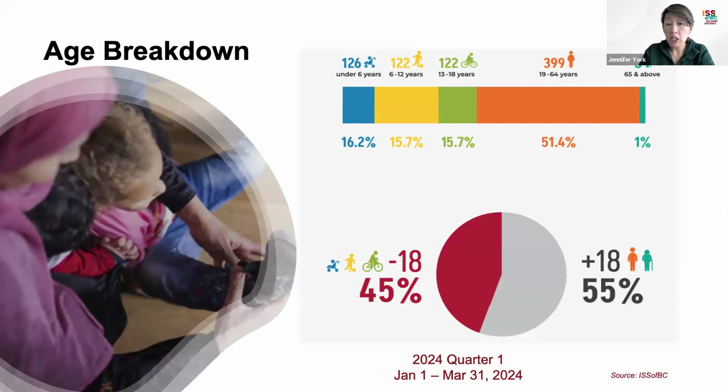In terms of the age breakdown, as Michael mentioned, there's a fair number who are under 18. And so 45% in the first quarter who arrived are 18 years and younger, and 55% are 18 years and older. And I think it's really important to consider the services and supports, not only for youth programs, children's programs, and preschool programs, but also for funding for school.